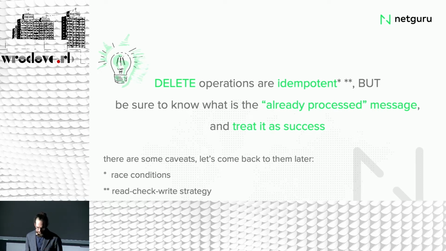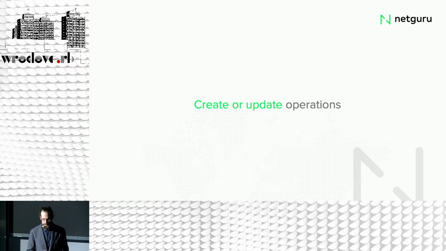And there are also some small points that I would like to come back to later. But to do this, I need to go to the next type of communication. So what do you have in this HTTP spec? You have GET, you have DELETE, and you have PUT.